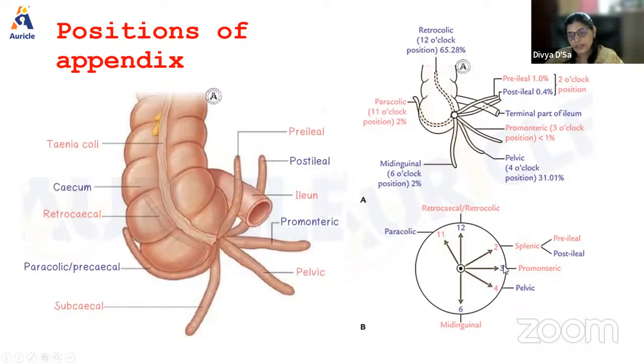Then we have the 3 o'clock position, called the promontory, pointing towards the sacral promontory. This is a very rare type of position. Then we have the pelvic position, which is the second commonest type, seen in about 30% of cases. And then we have the mid-inguinal or 6 o'clock position, which is also a very rare position, and it is directed downwards.